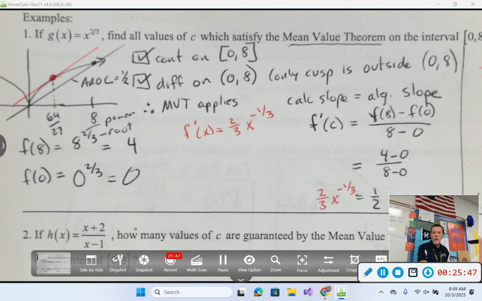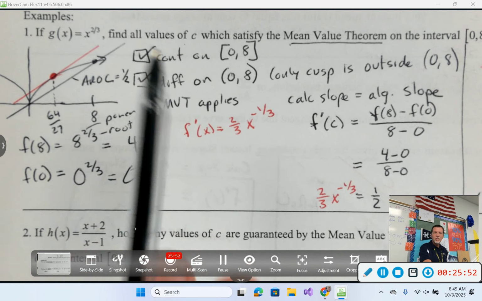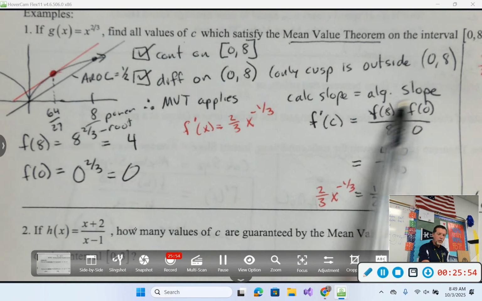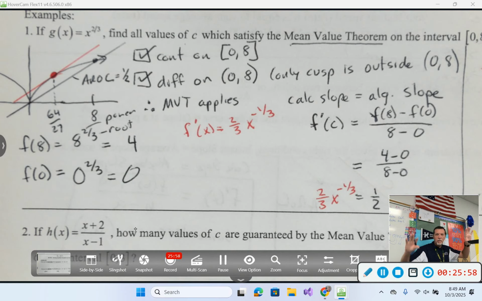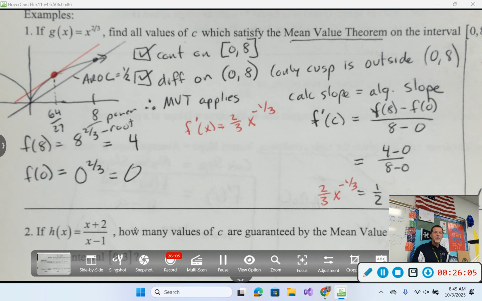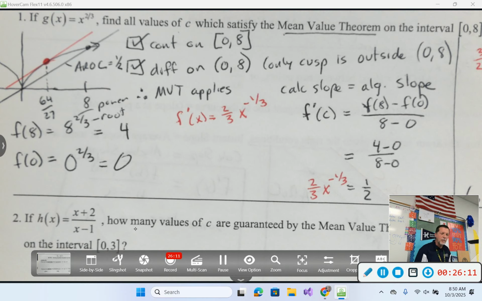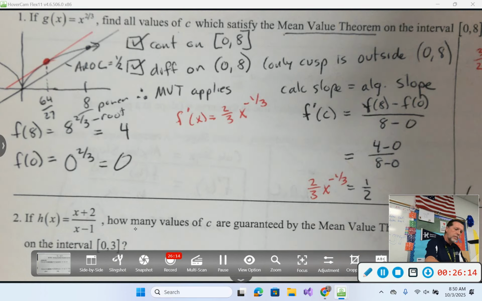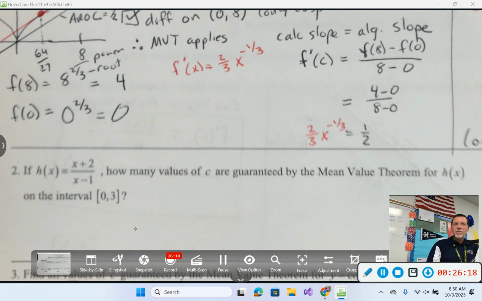So MVT problems are kind of tricky because there's so much going on. You have to state that it's continuous and differentiable. Then you have to do an algebra problem and a calculus problem, and then set your calculus answer equal to your algebra answer to figure out where it happens. So there's some setup stuff, and then the algebra problem and calculus problem are equal to each other. Figure out where that happens.